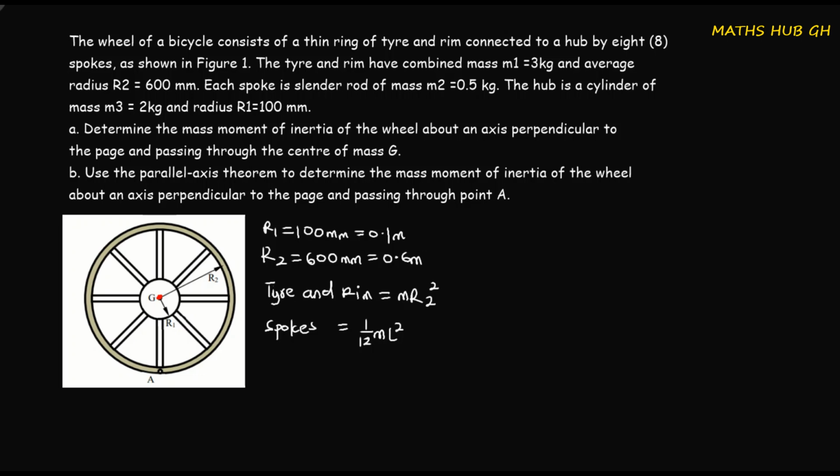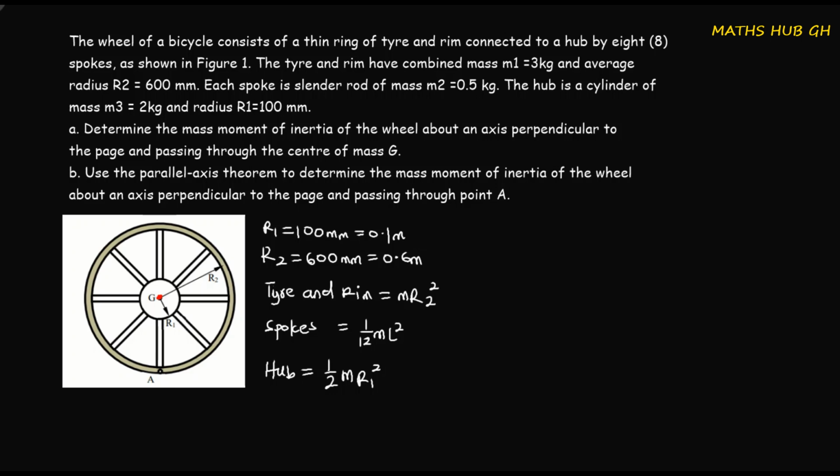And then finally, you have to determine the mass moment of inertia for the hub, which is considered to be a cylinder. So for the hub, we are going to have half m r1 squared. Now let's talk about the length of the spokes.